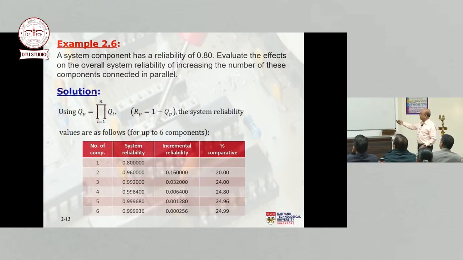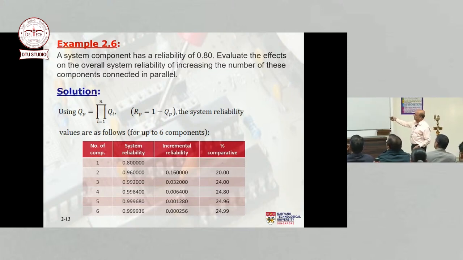So we know when components are connected in parallel, the Q of the parallel system is the multiplication of Q1, Q2, Q3, Q4, Q5, right? We already said that. And RP is 1 minus QP, correct? So now we see the number of components is 1, the reliability is 0.8. When I add the second component in parallel, what will be the reliability? Remember, R1 plus R2 minus R1 times R2. So we'll find that that number is 0.96.